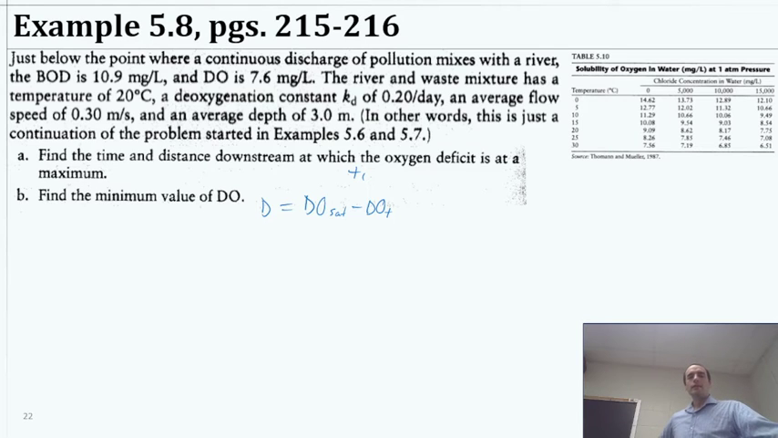And part A says find the distance downstream at which the oxygen deficit is at a maximum. And part B, find the minimum value of dissolved oxygen. So I'm going to get our formula sheet and put that on the side for you to take a look at here. So A, we need the time and distance downstream where we find the oxygen deficit at a maximum. And B, we need to find that minimum value of dissolved oxygen that we end up with.